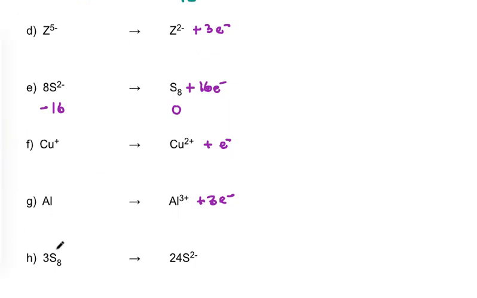Total charge on the left is 0, because molecular sulfur has no charge. Multiplying by 3 doesn't change that. And on the right, we have -2 charge per sulfide ion, and there are 24 of them. So 24 times 2 is -48 charge. To balance this, we would need 48 electrons on the left side to balance the charge in this.